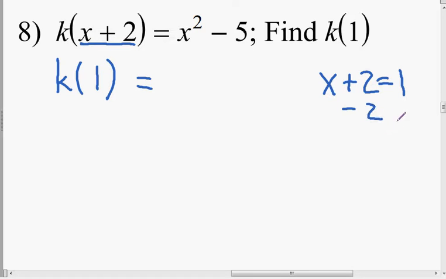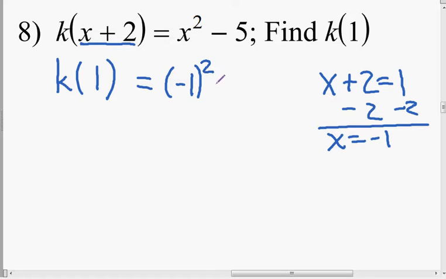Now I subtract 2 from both sides, and I plug in negative 1 for x. If I put negative 1 here, negative 1 plus 2 gives me a positive 1. I will get k of 1, but I have to plug negative 1 in for x. Negative 1 squared minus 5. Negative 1 squared, negative 1 times negative 1, is positive 1. Positive 1 minus 5 gives me negative 4.